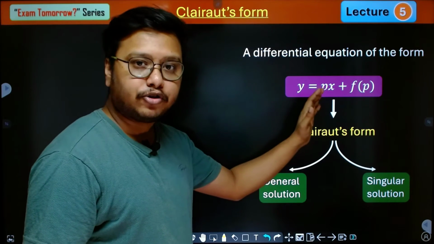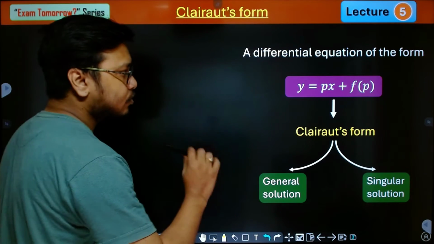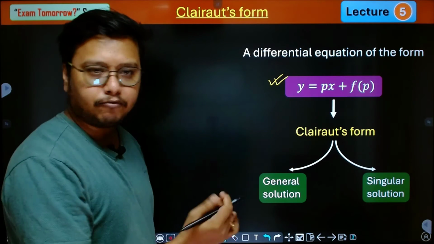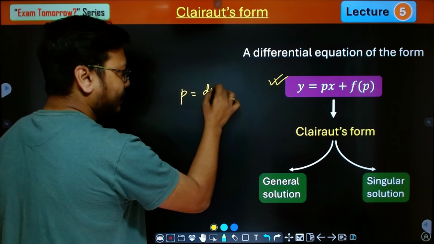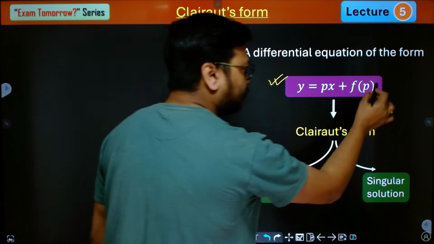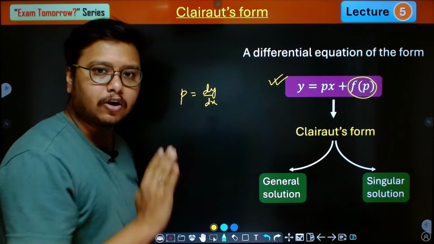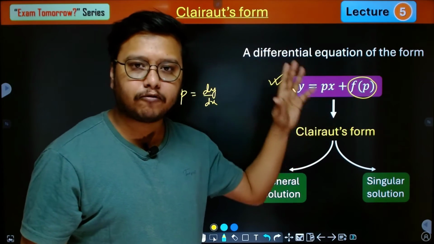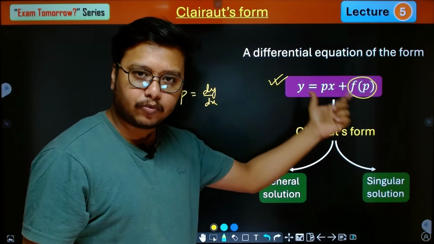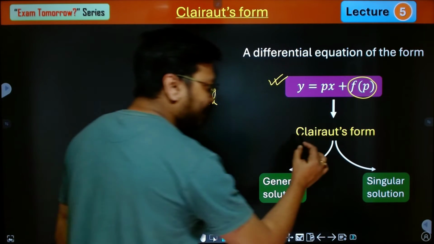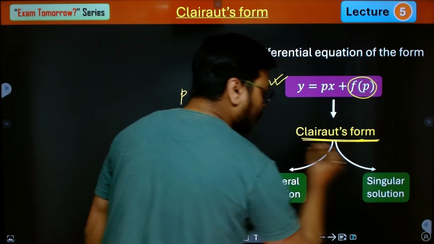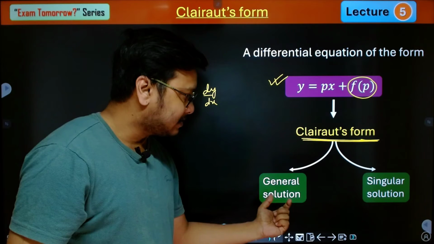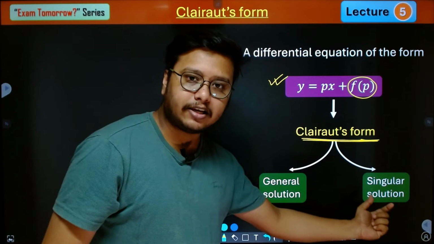If we have a differential equation which can be exclusively arranged in this format, y equals to p into x, where obviously p stands for dy/dx, plus some function of p where x and y are not supposed to be involved. So y equals to px plus any random function of p. If we can arrange the differential equation in this format, then this format is specifically called Clairaut's form, and from here we get two kinds of solution. One is a general solution and one is a singular solution.